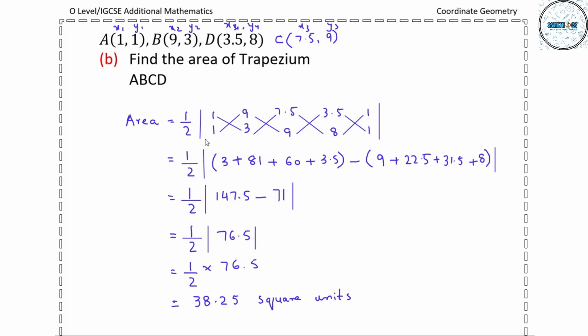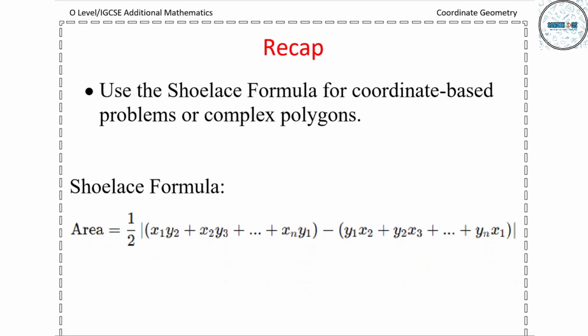We can use this formula for any polygon. If it is a pentagon, one more coordinate is to be added, because in a pentagon there are 5 vertices. All 5 vertices are to be written, and the first one is to be repeated. Let's do a quick recap. We can use the Shoelace formula for coordinate-based problems or complex polygons. The Shoelace formula is area is equal to 1 upon 2 of x1 y2 plus x2 y3 plus, as many vertices as there are, xn into y1.